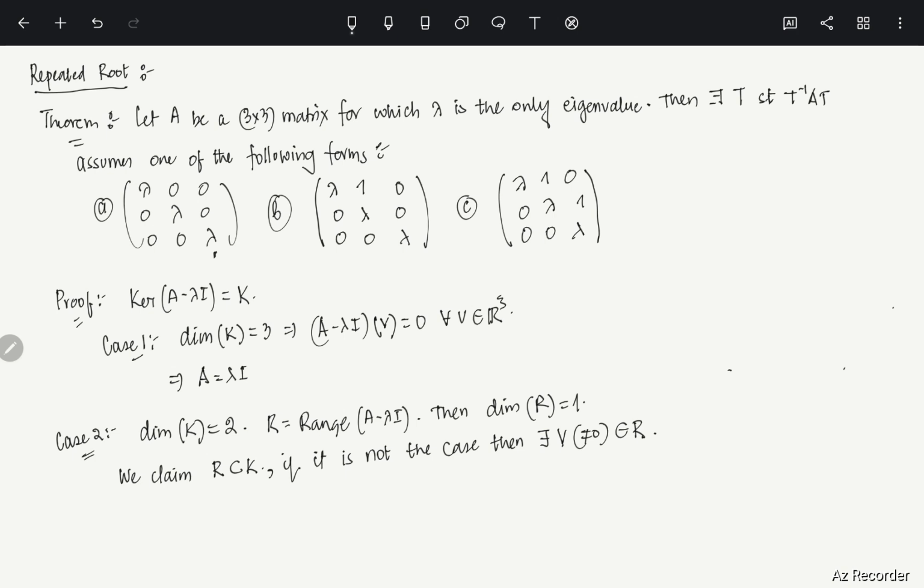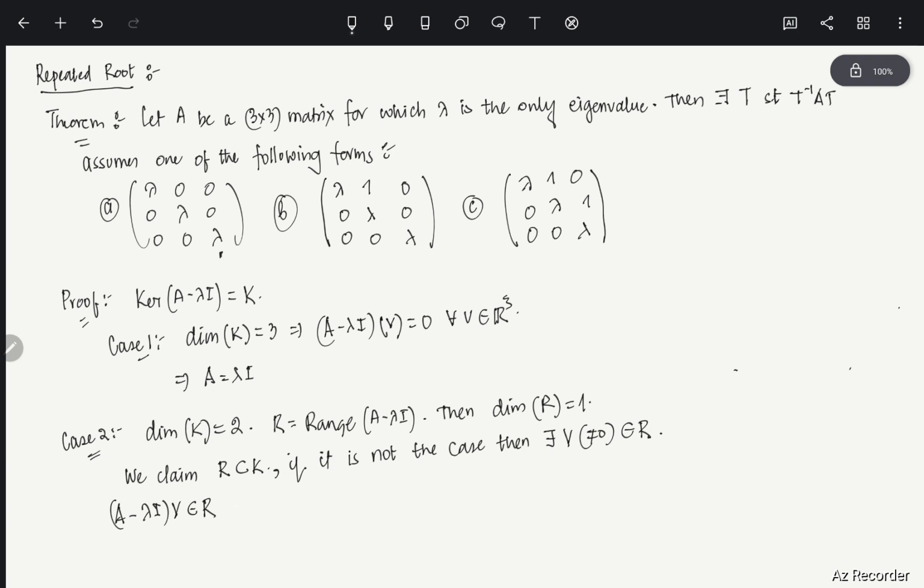Now what did I want to show? R is contained in K, right? So I start with a non-zero element in R. Let's call it V. Now (A minus lambda I) acting on V is in R. The vector V is in the range, so what does it mean? (A minus lambda I)V should be in that set R, and R is one dimensional, that is given. The dimension of R is 1.